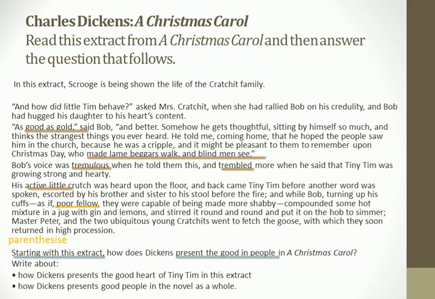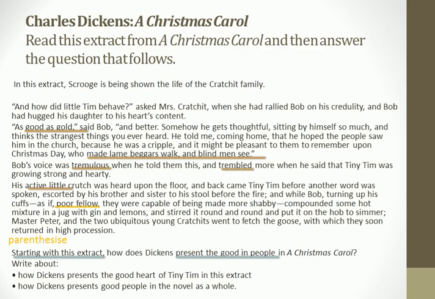We have evidence as well at the start of his caring nature, of his goodness, when it mentions he had hugged his daughter to his heart's content. So they're verbs to show his depth of love and affection. This is an affectionate, caring, loving family. We have more examples of that, where Tiny Tim is escorted by his brother and sister to his stool before the fire. So again, they care for him as well. They look after him. So all of those members in this family are shown in a very positive, loving light.